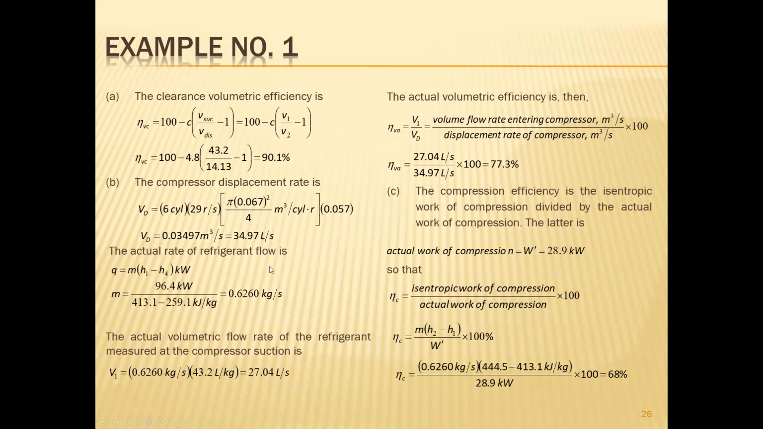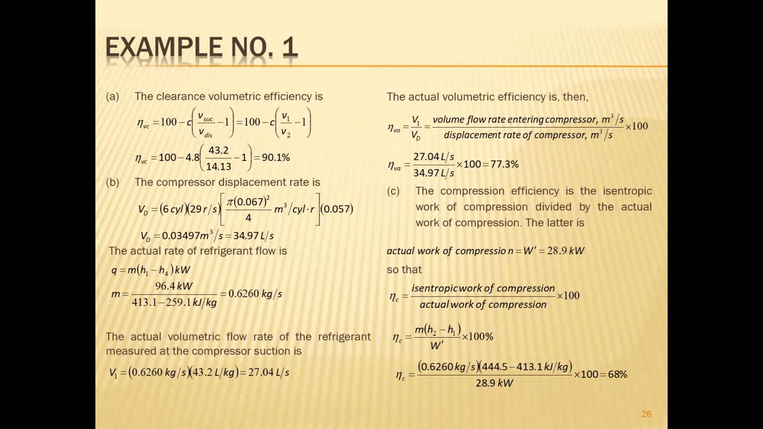Now, the actual rate of refrigerant flow: Q is equal to m times (H1 minus H3). That is the formula. So m is equal to Q, 96.4 kilowatts, over (413.1 minus 259.1), which is 0.6260 kilograms per second. I will no longer read the units because they are consistent. Yeah?